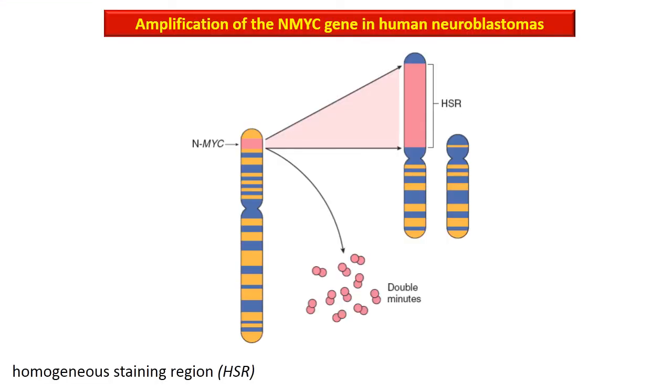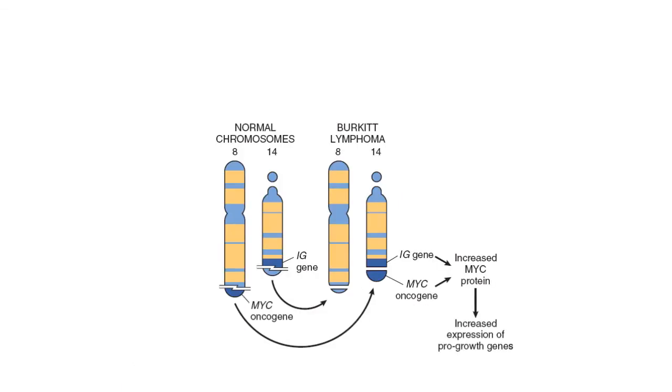This is an example of the amplification of the N-MYC gene in human neuroblastoma. In this picture it is seen that the N-MYC gene, which is present on the short arm of chromosome number 2, either becomes amplified and is known as the homogeneous staining region or HSR, or it is seen as extrachromosomal double minutes, and the integration of the gene involves other autosomes such as 4, 9 and 13.